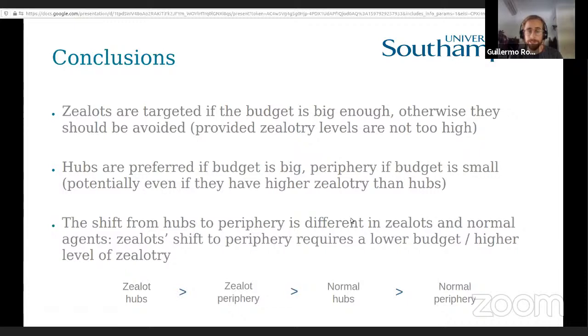And lastly, we have seen a pattern with node degree, where there is an interplay of Zealotry and node degree. First, if the budget is high or the level of Zealotry is very low, you would go for hubs and also more for Zealots. Then you would go for hub normal agents, but peripheral Zealots. And then you will go for peripheral normal agents. This is all. Thank you.